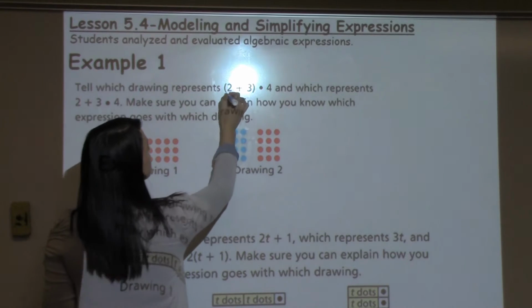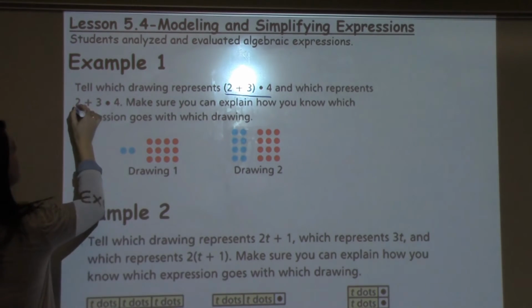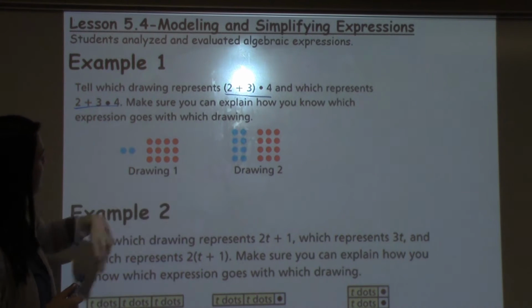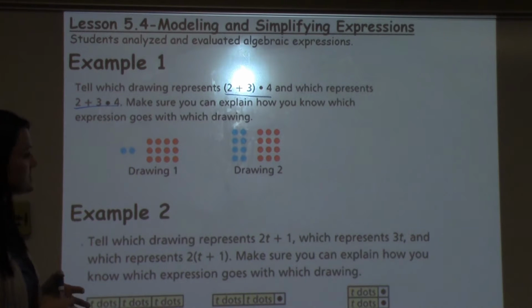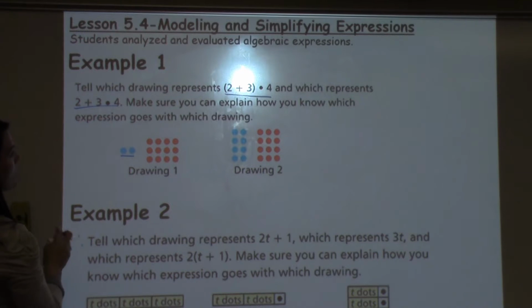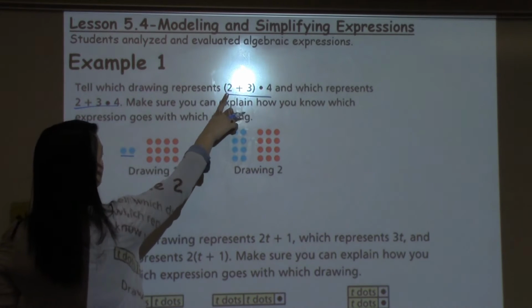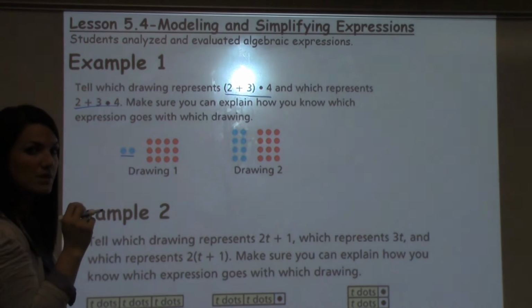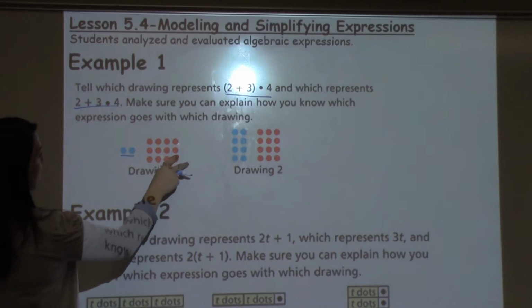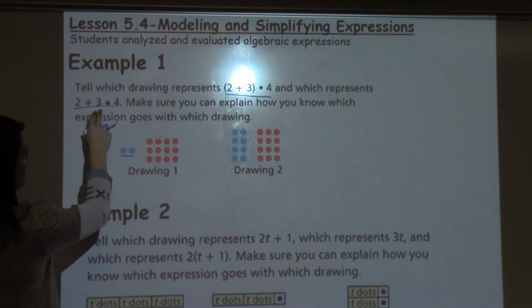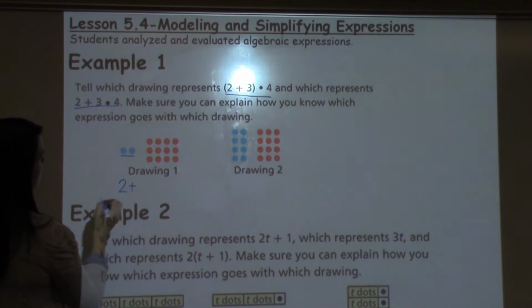So again, I've got 2 plus 3 in parentheses times 4 and 2 plus 3 times 4. So I have two drawings here. I have blue dots and I have red dots, just to kind of show the different groupings and to differentiate. All right, now right away these two dots stick out to me. So I know that I have 2 in both of my problems, but the 2 in this problem is not connected to anything like it is in this problem. So if I can make sense of the red dots with 3 times 4, I'm thinking that this drawing should connect with this. So I'm going to start that out with 2 plus.